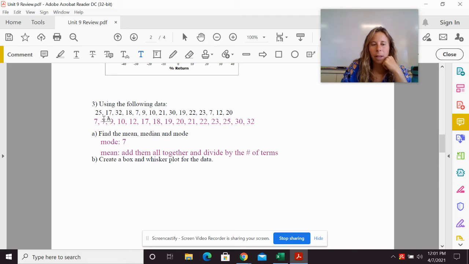Don't add both rows, right? Just add one set of the data. So 7 plus 7 plus 9 plus 10 plus 12, etc. We're adding these up. I got 272. Divided by 15. And I get 18.1. So for this one, you get 18.13. So that's fine. Your mean, which is your average, is 18.13.